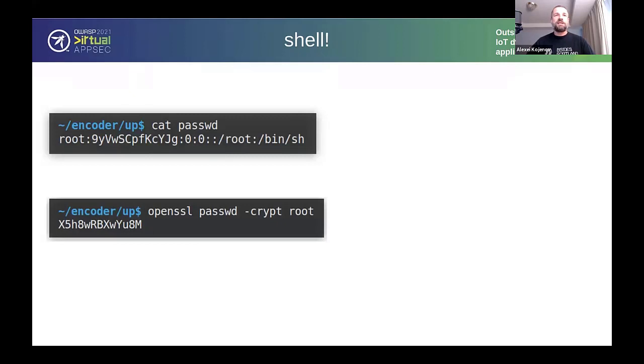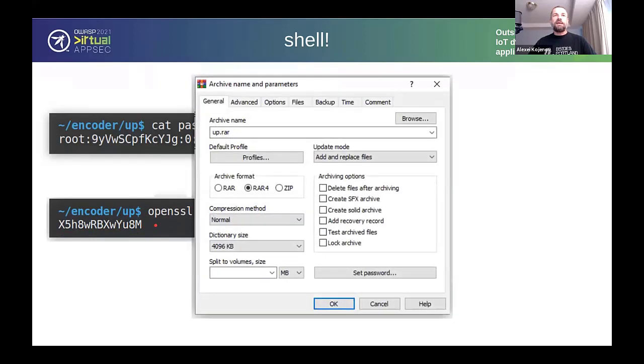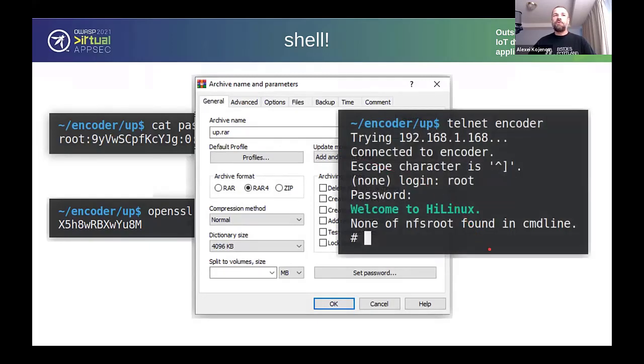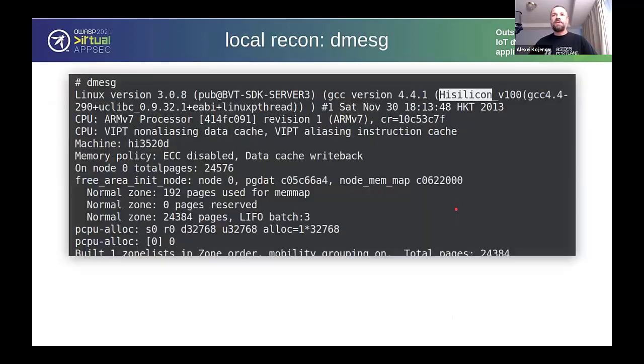Or into a shell using telnet. So I used the OpenSSL password command to generate a password hash. I repackaged the RAR archive, pushed it to the device, rebooted it, and I was in with my own password. Awesome. Now I'm root on the device, I'm in the shell, and it runs some kind of Linux. It runs Linux, which is a custom version from HiSilicon.